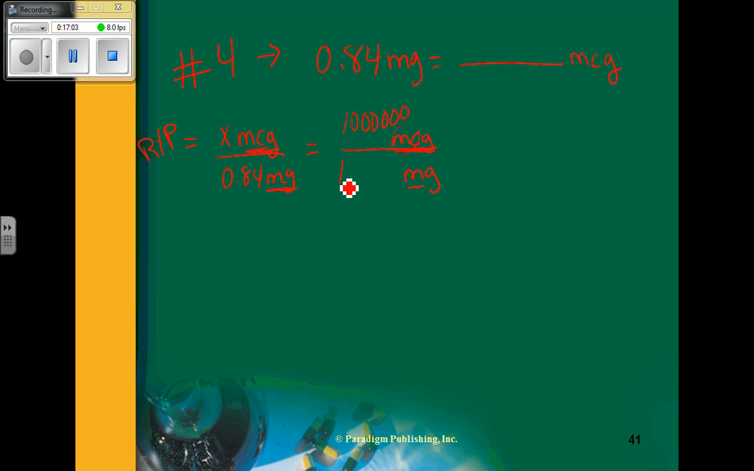Milli means 1,000. Then next you want to just simplify it if you can. 3 zeros here, take away. 3 zeros here, you can take away. So you're left with 1,000 over 1.